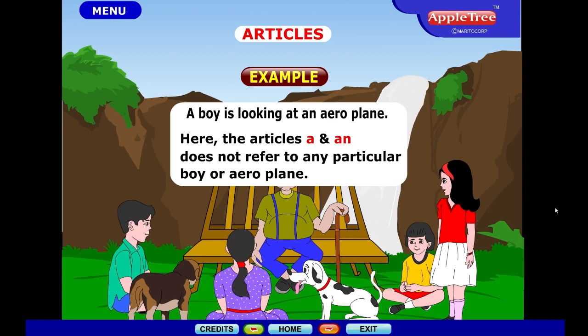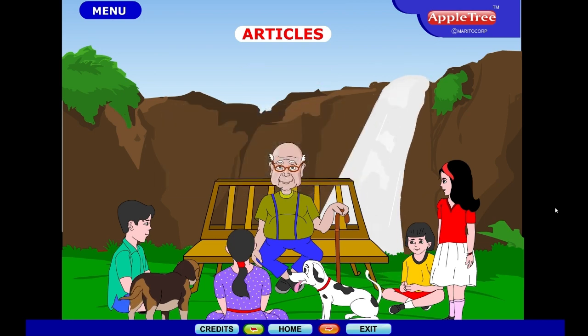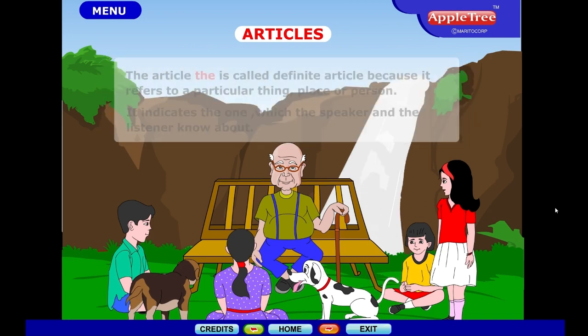Here the articles a and an do not refer to any particular boy or aeroplane. Well, who is going to tell about the article the? It is me, Grandpa. The article the is called definite article because it refers to a particular thing, place, or person. It indicates the one which the speaker and the listener know about.